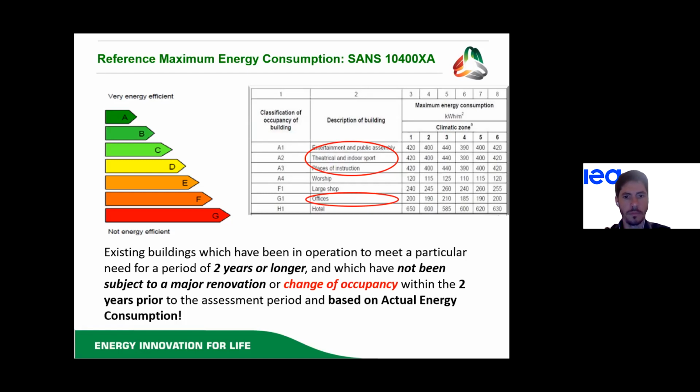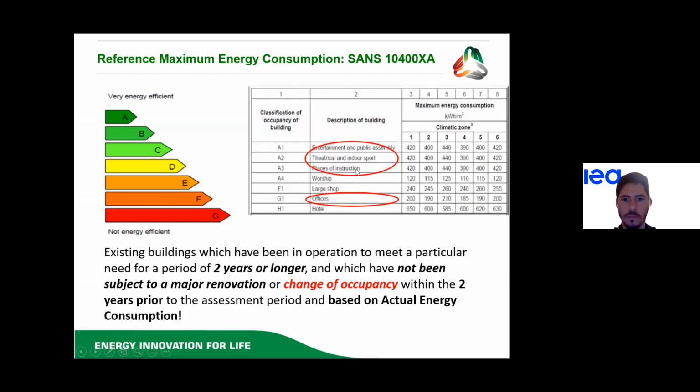So the four areas that are covered under the current regulations for EPCs are the description or classification of the building. You don't have to worry about the codes we use here, but it's basically entertainment and public assembly facilities, theatrical and indoor sports facilities, places of instruction. That includes all our universities, schools, and other places of instruction, and then offices are the ones that are included. The climatic zones, as I said, you have the 6 climatic zones, and the maximum energy consumption, kilowatt hours per square meter per annum, are included in these tables.